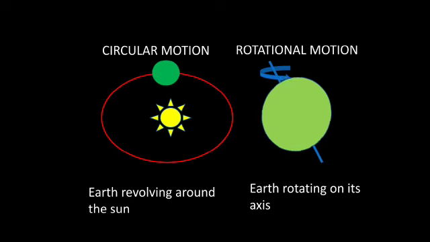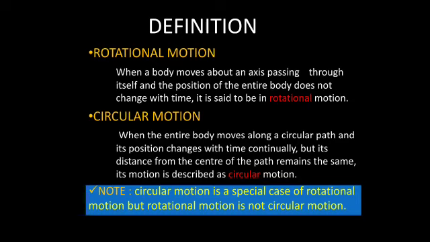In the first case, the earth is following a circular motion because the earth is revolving around the sun. In the second picture, the earth is rotating on its own axis. So this is rotational motion. Okay, if we see it individually, now just have a look at the definition.